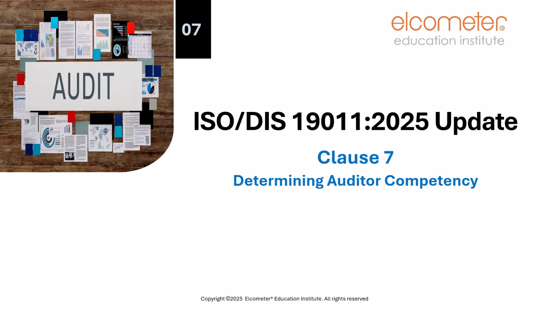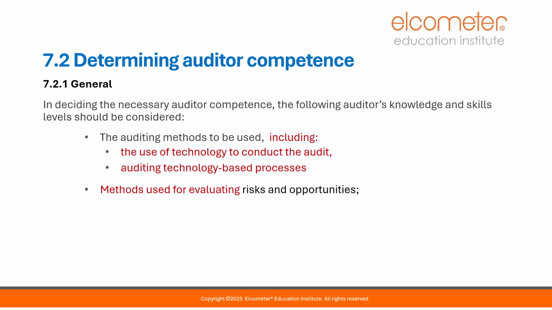Section 7 of this webinar is going to cover the updates to Clause 7 in 19011:2025, determining auditor competency. 19011:2025, Clause 7.2, determining auditor competency. Changes were made to subclause 7.2.1, general.